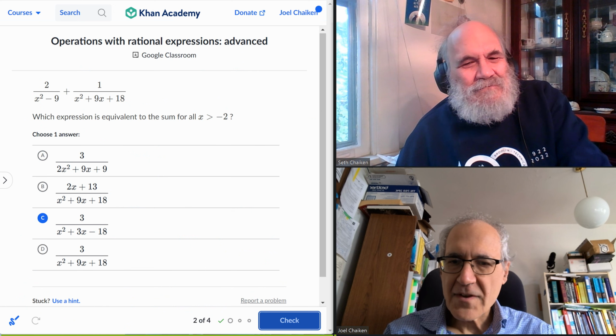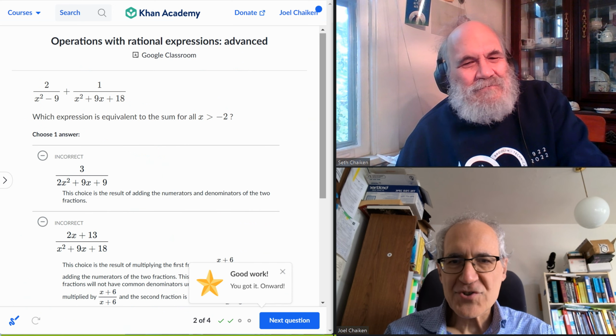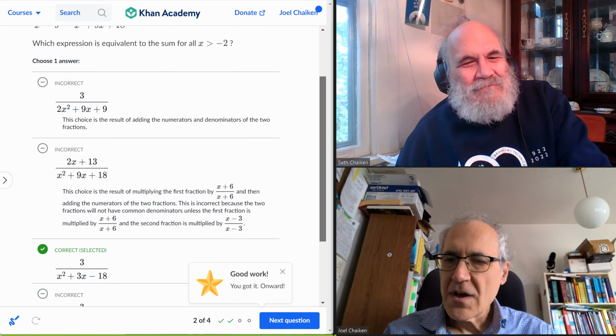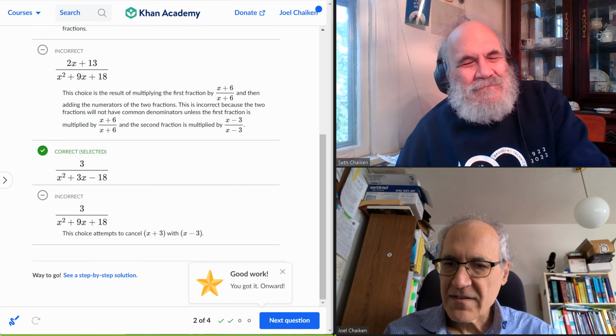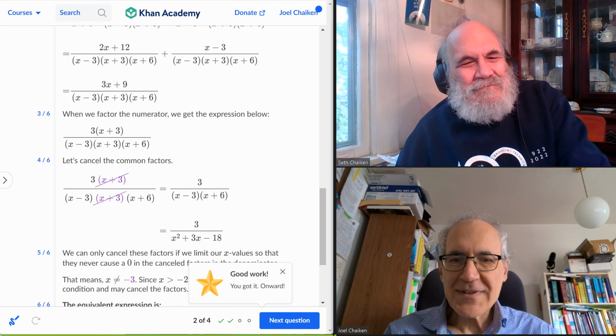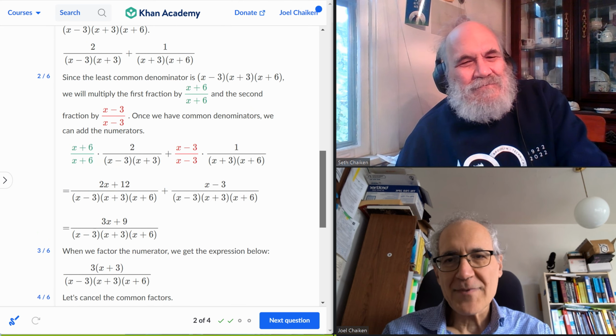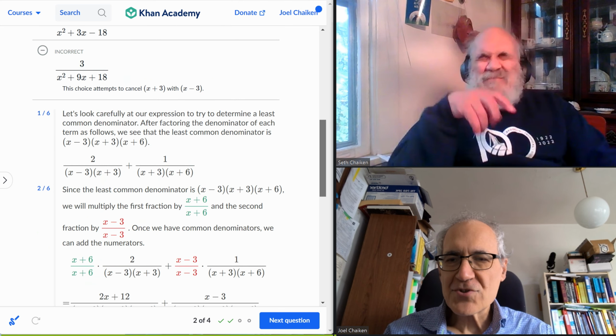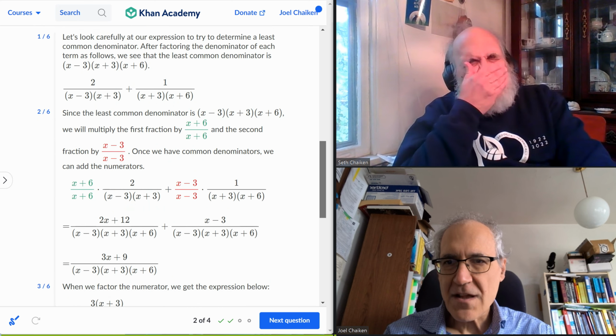Okay. We never really paid attention to that restriction of x greater than -2. Okay, so here we go, step-by-step solution. 6 steps. You know what that means? That means you can't do this problem in 3 seconds. And don't try to do this problem in 3 seconds.